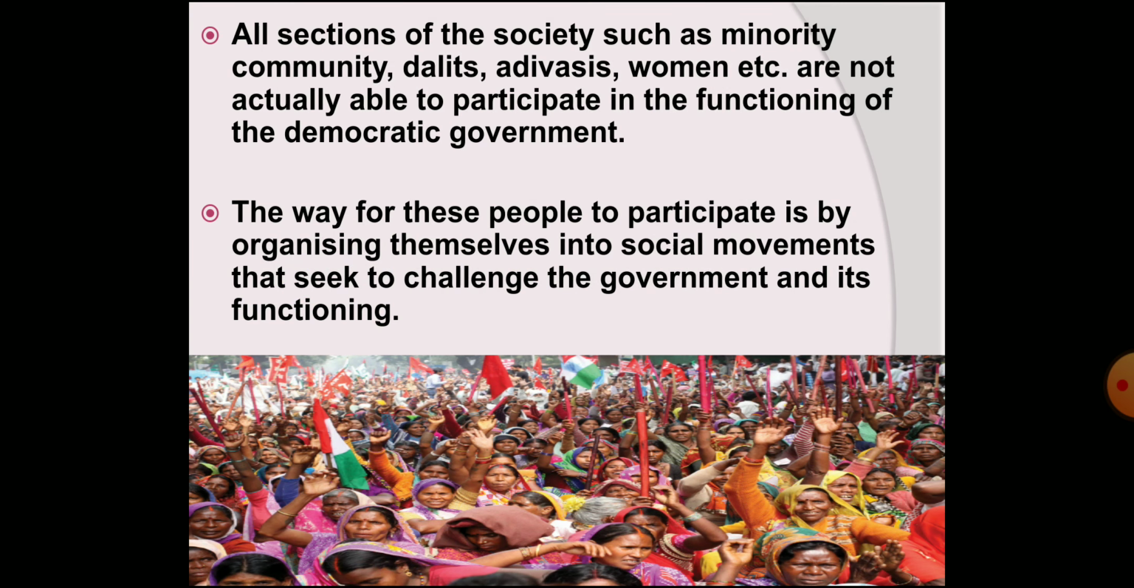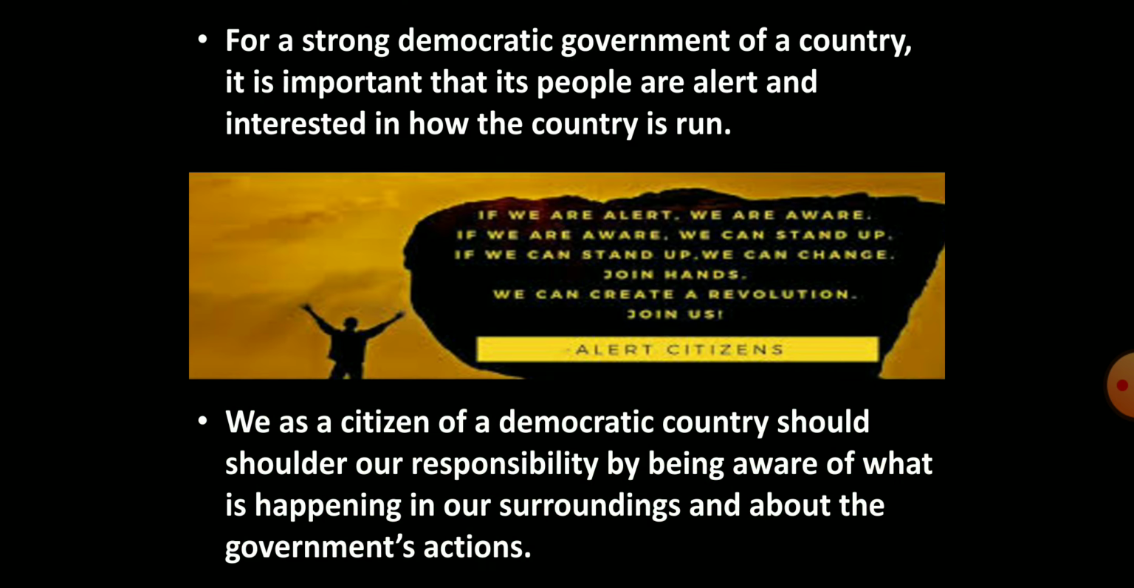So, children, so far we have learnt that people participate in the working of a democratic government, but you should always remember that all sections of the society, such as minority communities, dalits, adivasis, women, and others, are actually not able to do so. The way for them to participate is by organizing themselves into social movements. These social movements try to challenge the government and its working or functioning.